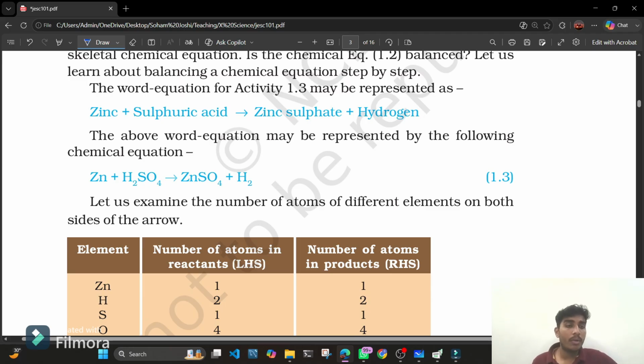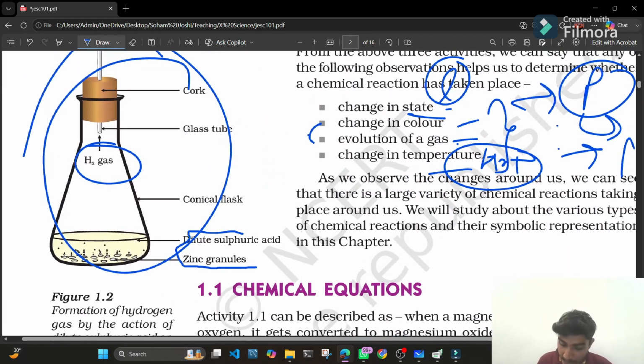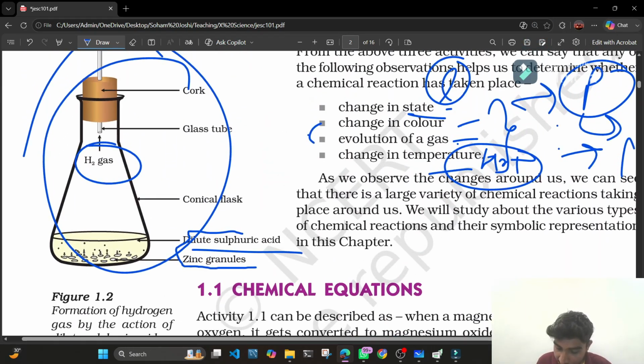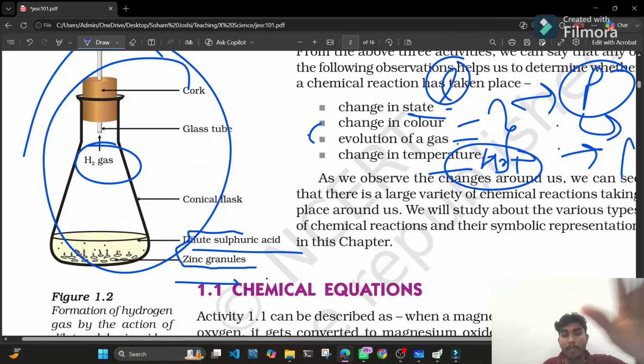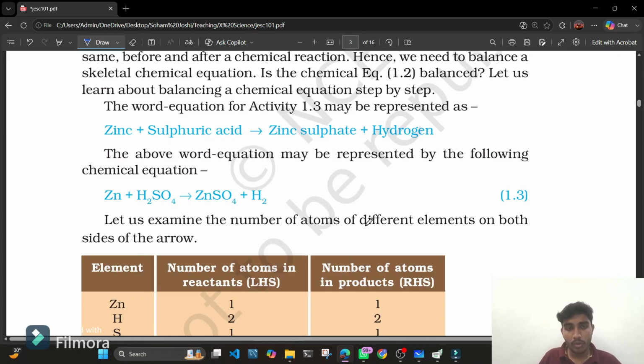ठीक है. सो अभी फॉर एग्जांपल विल टेक जिंक प्लस सल्फ्यूरिक एसिड दैट गिव्स जिंक सल्फेट प्लस हाइड्रोजन. हमने यहाँ इस एक्सपेरिमेंट में देखा था, जिंक पहले सल्फ्यूरिक एसिड था, फिर जिंक था. जिंक को मैंने सल्फ्यूरिक एसिड में डाला, तो आई गॉट zinc sulfate and hydrogen gas was evolved as a product. So zinc sulfate and hydrogen gas are my products. ठीक है, तो देखते हैं.